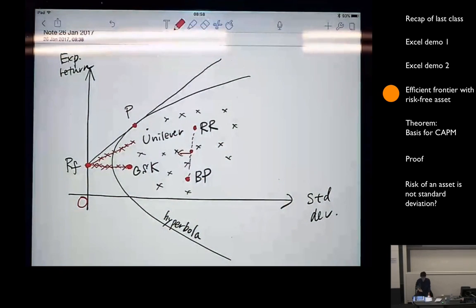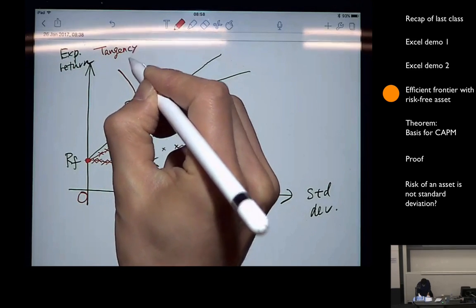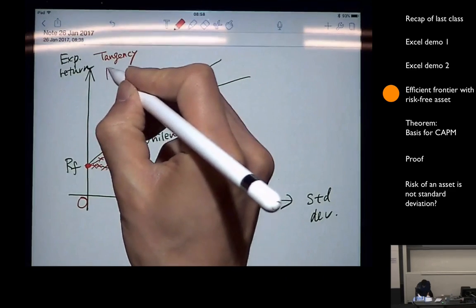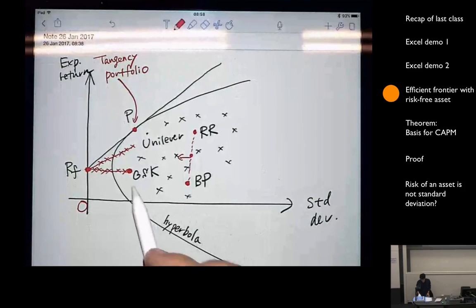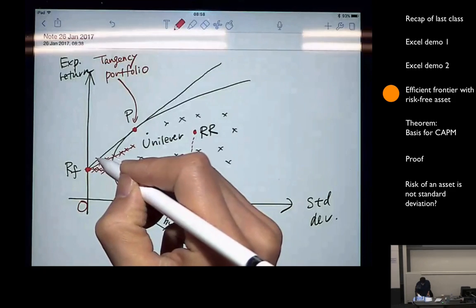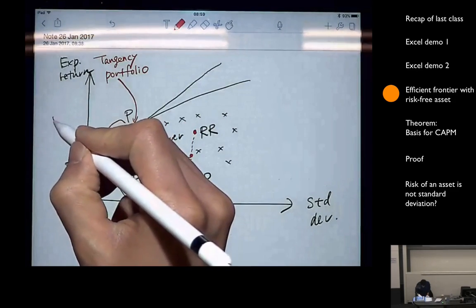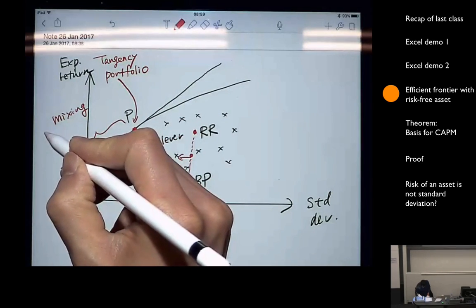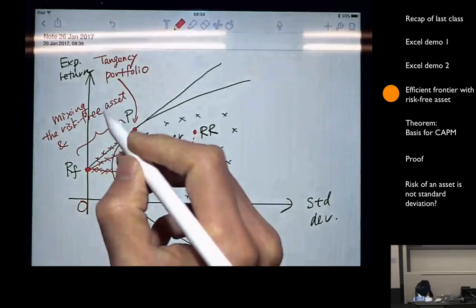So this tangency point will be achieved by some mixture of these 4 companies' assets. There's a particular portfolio that achieves this tangency point P. Let's call that portfolio the tangency portfolio. And if you mix this tangency portfolio, the risky portfolio of these 4 companies, with the risk-free asset, you will achieve these points on the tangency line. So these points can be achieved by mixing the risk-free asset and the tangency portfolio P.